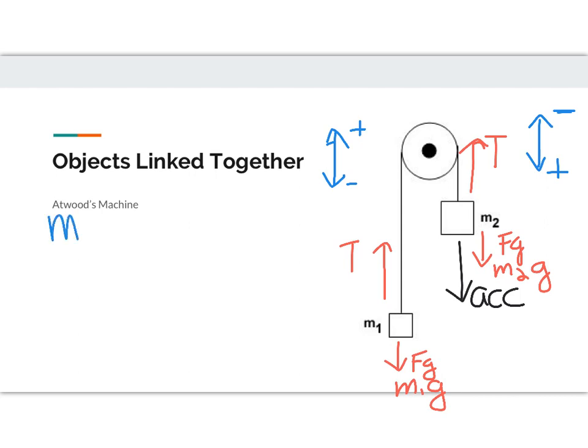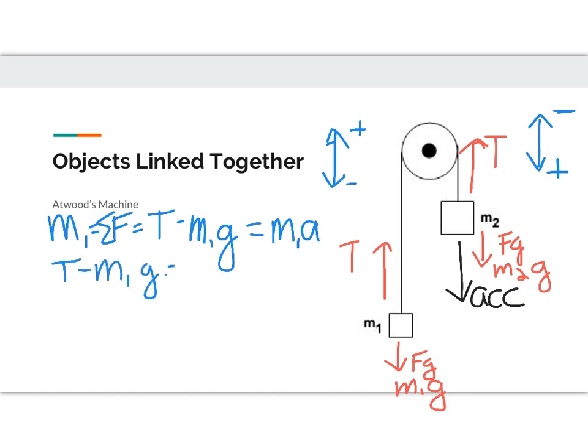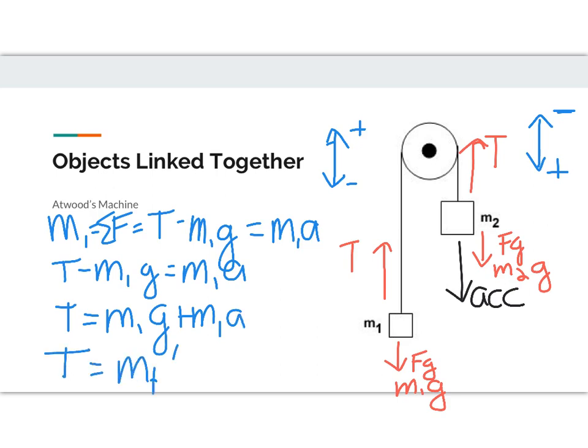For m1, my force total is equal to tension minus m1g. Now this is moving, so it's equal to m1a. Now, let's write that again so it makes a little bit more sense. And we don't know our acceleration, we don't know tension, but we know both sides have tension. So let's solve for tension on this side. So tension equals m1g plus m1a. That'll give me tension equals m1 (g plus a). Okay, let's go to the other side.